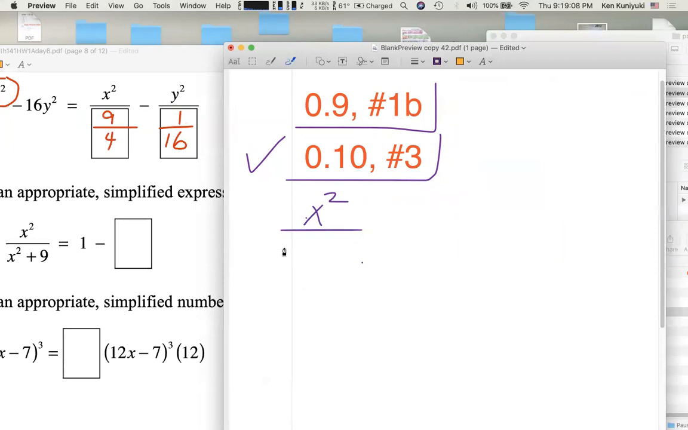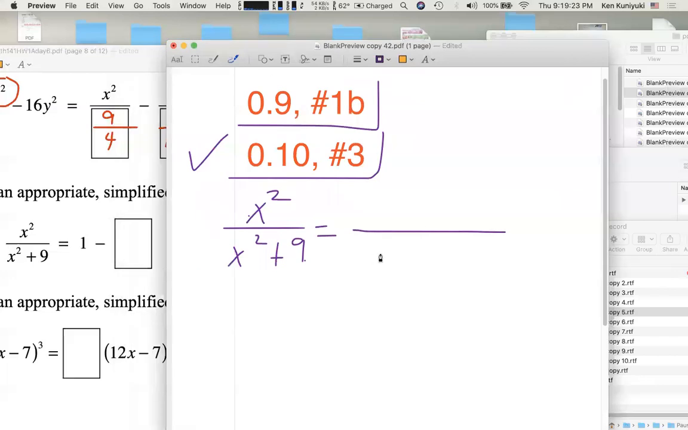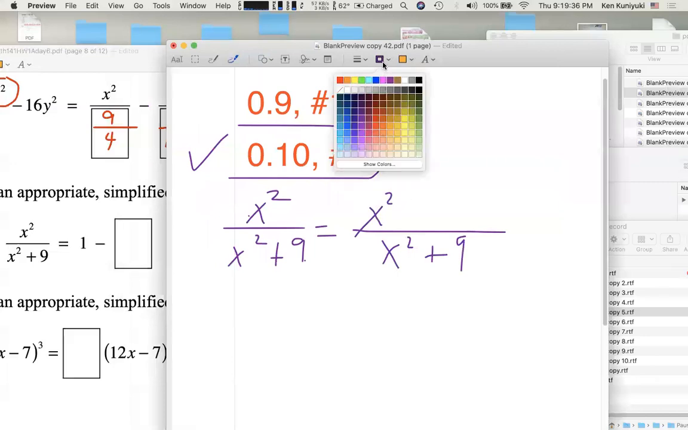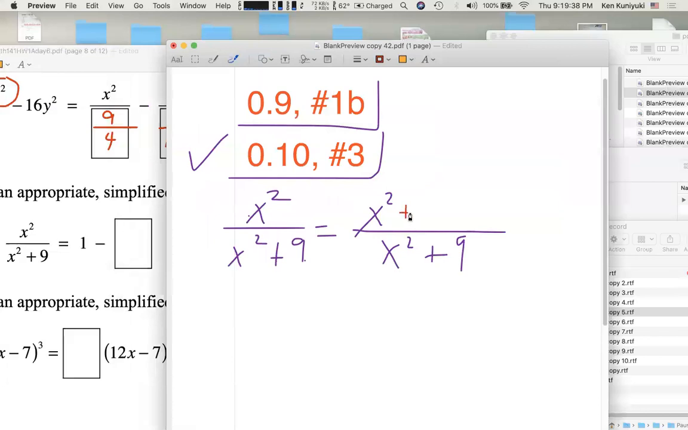X squared over x squared plus 9. I want to make a 1. I want to make something that's going to end up being 1, which means that I want a quotient of twins eventually. So we have x squared plus 9 on the bottom. If I want a 1 over here, I'm going to put this guy's twin up on top. X squared, and then plus 9. And you would agree that x squared plus 9 divided by itself would be 1.